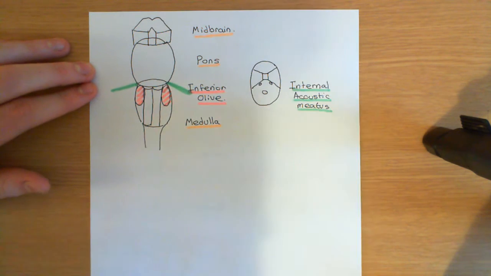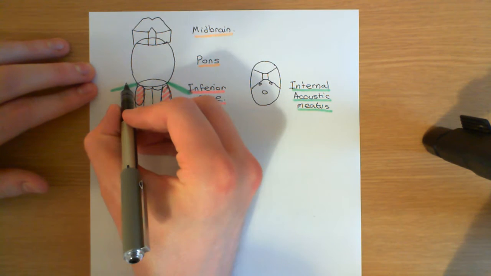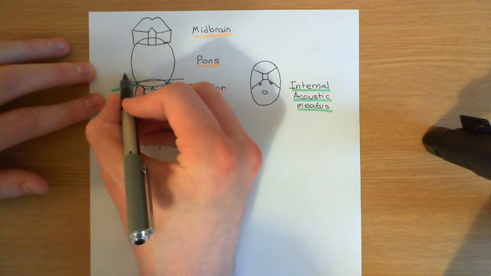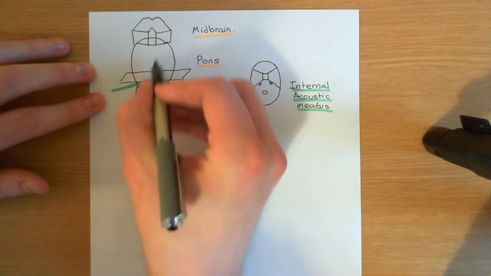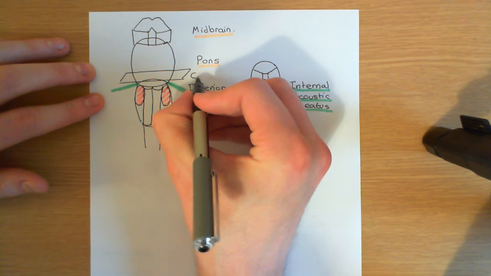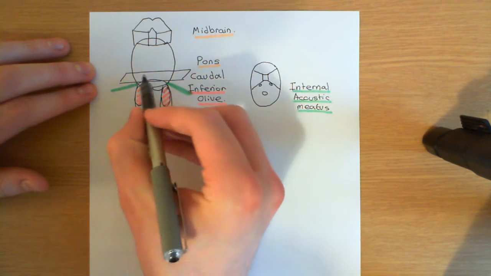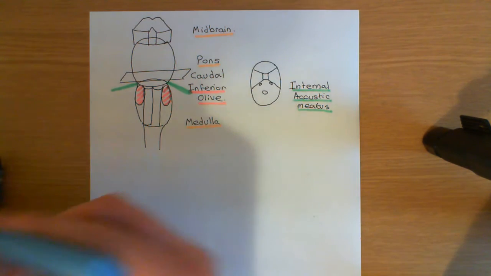and we'll see where the central processes of those bipolar neurons coming from the auditory system are actually going to go. So what I want to do then is take a transverse cross-section through the lower portion of the pons here. The fancy word for lower portion is caudal portion. So caudal means towards the tail. So this is the portion of the pons that is towards the tail, the caudal portion of the pons.